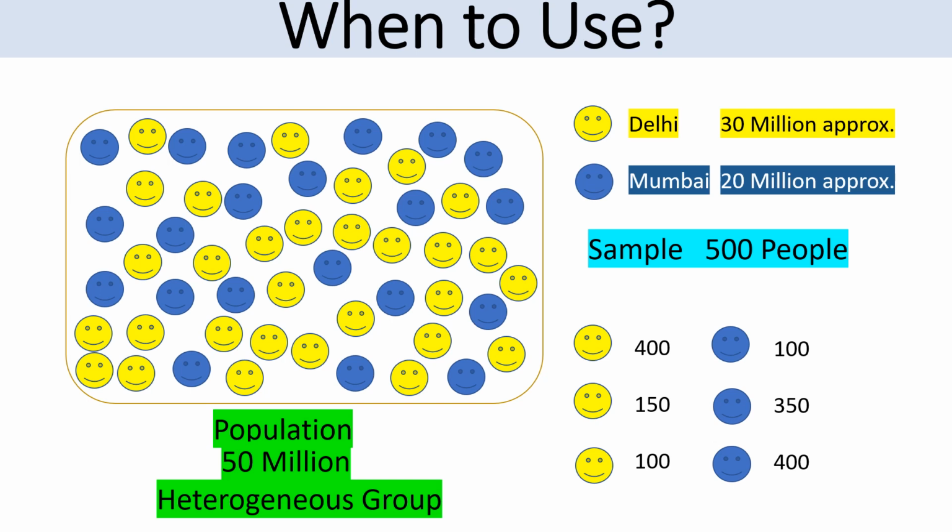Suppose if I want to take sample of 500 people, if I will use simple random sampling, it can come out as 400 people from Delhi and 100 people from Mumbai. It can also come out as 150 people from Delhi and 350 people from Mumbai, or it can come out as 100 people from Delhi and 400 people from Mumbai. So in many ways, it will not be a true representative of the population. So this leads us to use stratified sampling instead of simple random sampling.